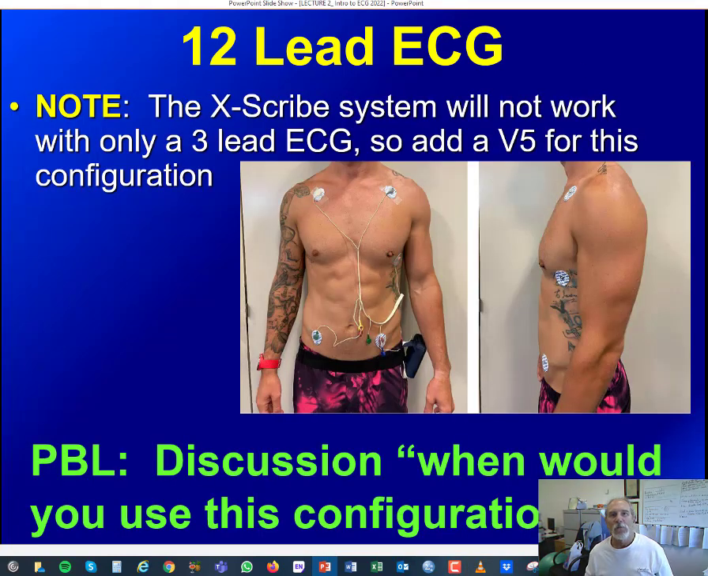Okay, so this is a 12-lead ECG. So one point that's important, and you'll learn about this in the lab, especially for practicum placement, is the X-scribe systems that we have. You cannot use just the 3-lead ECG. 3-lead is right arm, right leg, left leg, etc. So you have to put a V5 on for it to work. So one question you can ask your tutor is, when or why would you use this configuration?